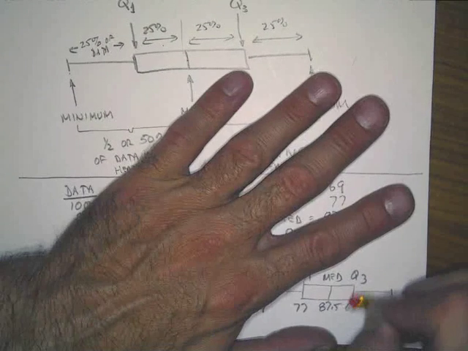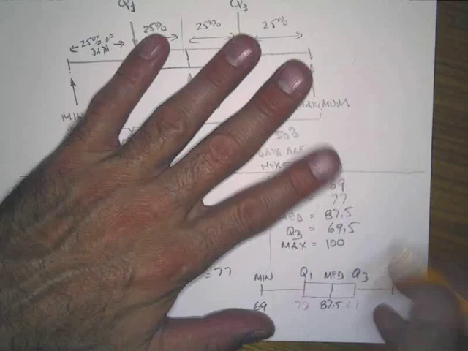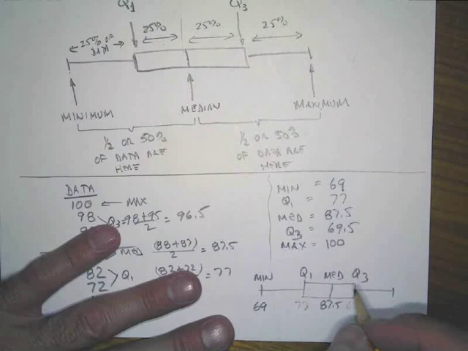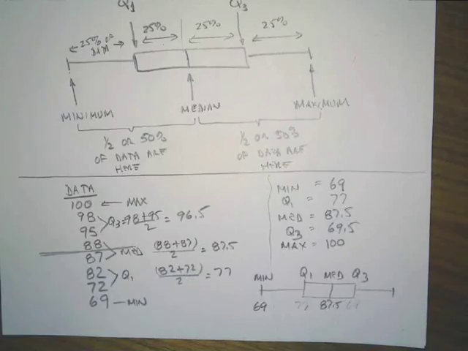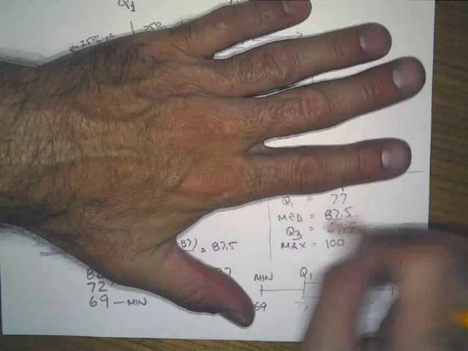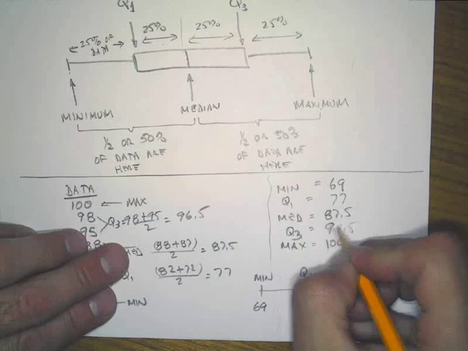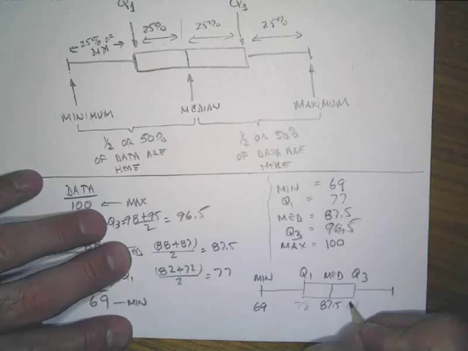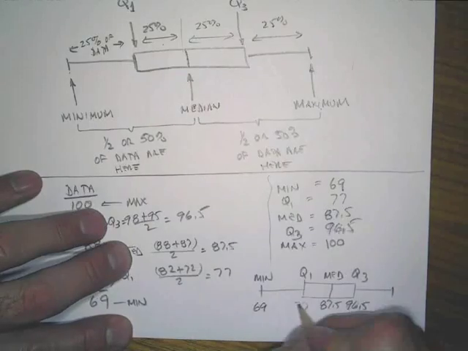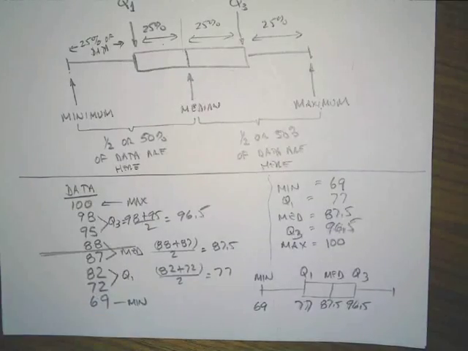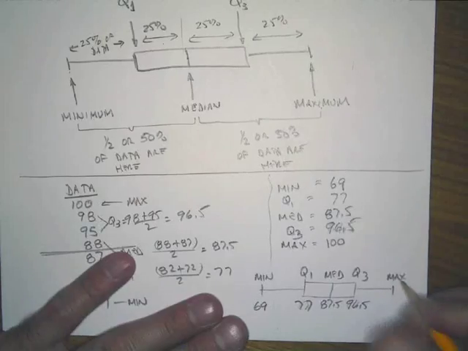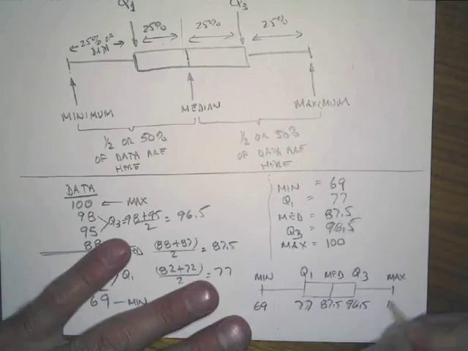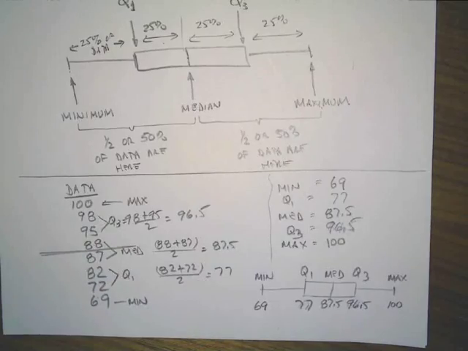Oh, you know what? I messed this up. Q1 is 77, and Q3 is 96.5. I must have had dyslexia. And lastly, the max is 100. And so that is how you draw a box and whisker and get the 5-number summary.